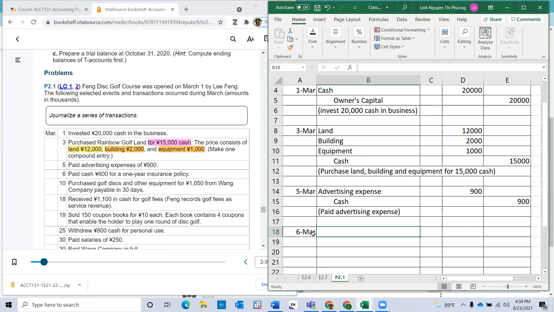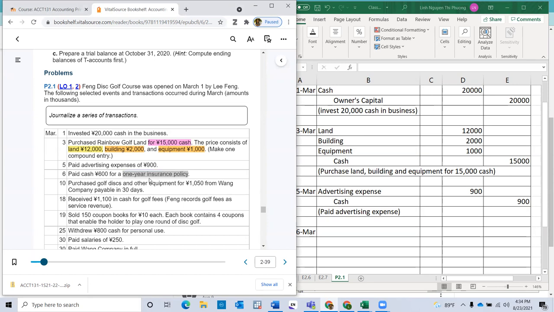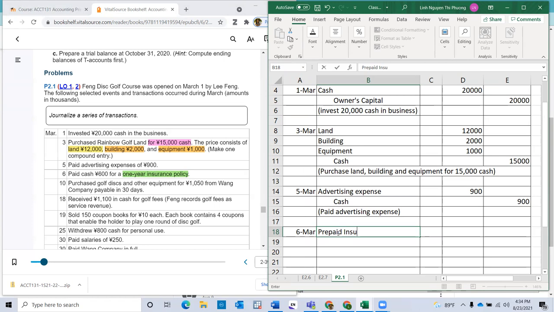So that is an asset because we're going to receive the benefit in the future of having insurance, okay? So when you pay for some expenses in advance and you haven't used it yet because it's for 1 year, right? This is for 1 year insurance policy. We haven't used it yet, okay? We pay for 1 year in advance. So what we do is we will debit prepaid insurance 600, we pay money, so we will credit cash 600. Okay, this is pay for 1 year insurance policy. All right, don't forget to indent the cash account to the right.